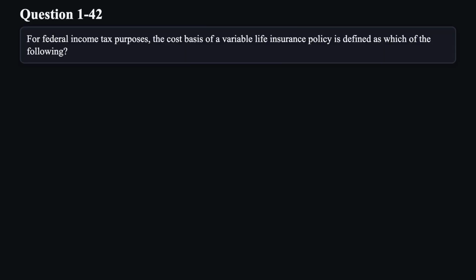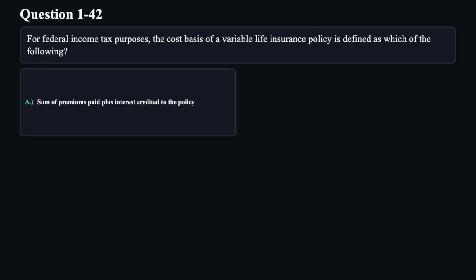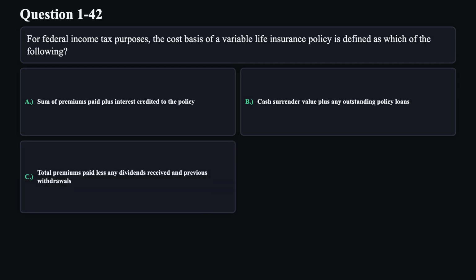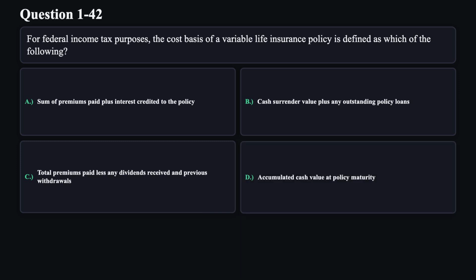Question 42. For federal income tax purposes, the cost basis of a variable life insurance policy is defined as which of the following? A. Sum of premiums paid plus interest credited to the policy. B. Cash surrender value plus any outstanding policy loans. C. Total premiums paid less any dividends received and previous withdrawals. D. Accumulated cash value at policy maturity.